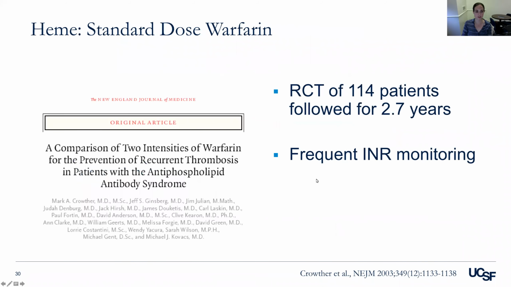This is in contrast to the best data that we have in hematology, in this RCT, the Crowther study from the New England Journal in 2003. This is a randomized controlled trial, so in contrast to the retrospective data that we just looked at, in which they followed patients for 2.5 years. They did very frequent INR monitoring, so we have a very clear sense of when they were at target or not.